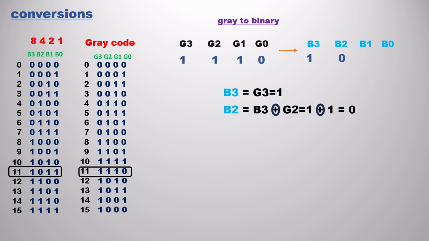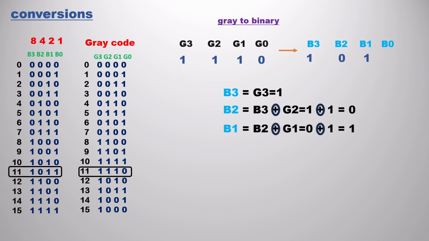The second binary bit, B2, can be obtained. In this case we are not going to XOR G2 and G3, so that is not valid here. We are going to XOR the previous output B3 with the next input, that is G2. So we are going to XOR B3 and G2. You can observe B3 from above and G2 from above. Both are 1, so we are going to obtain 0.